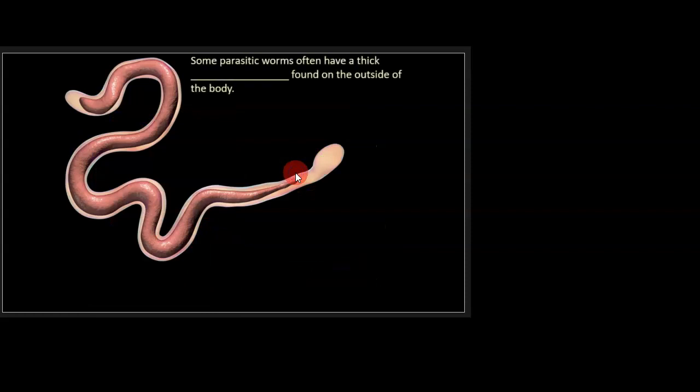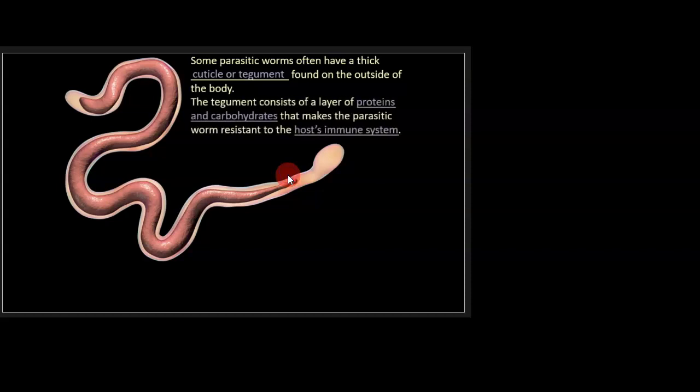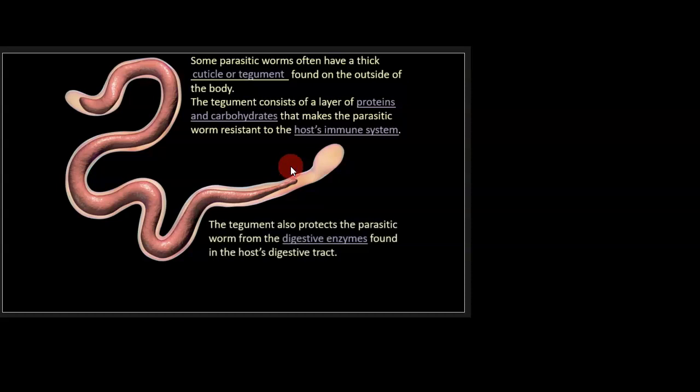Now, some parasitic worms often have a thick cuticle or tegument, we call it, found on the outside of their body. The tegument consists of a layer of proteins and carbohydrates that make the parasitic worm resistant to the host immune system. So they kind of block the host immune system from attacking and breaking it down. Now, the tegument also protects the parasitic worm from the digestive enzymes that the host digestive tract will have.